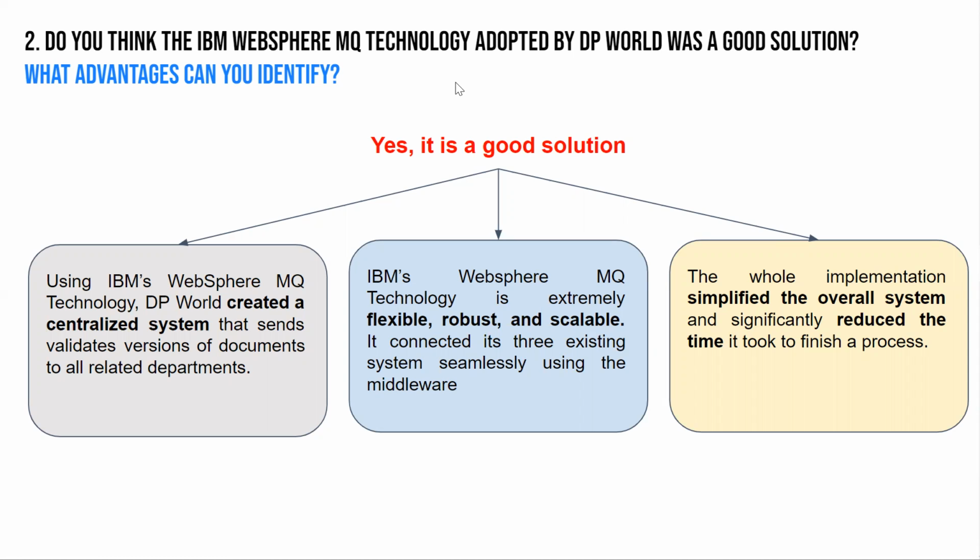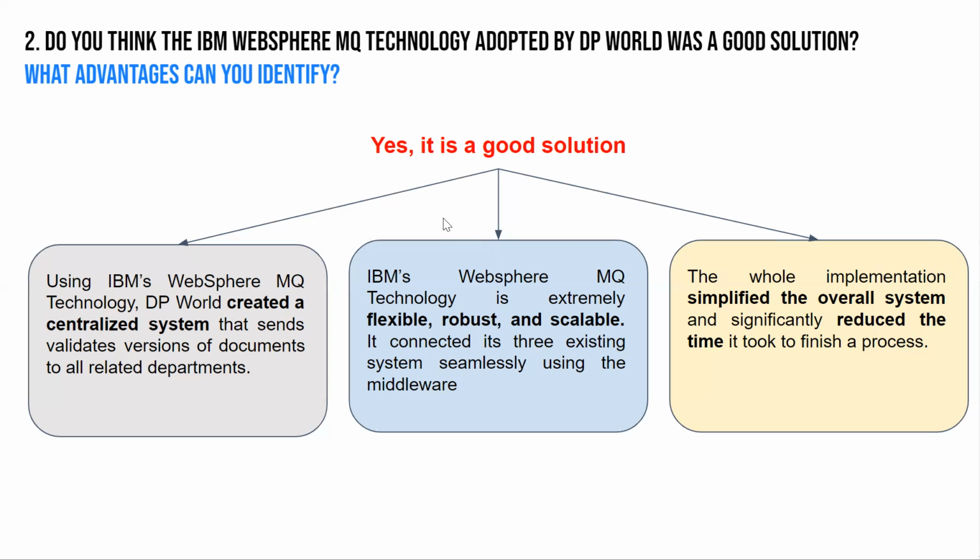The second advantage is that the IBM WebSphere technology is flexible, so it can mean 24/7 working. The second is robust, and the third is scalable. Scalable here means that you can enlarge or minimize the thing that you have itself, the software.